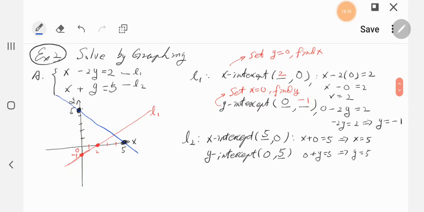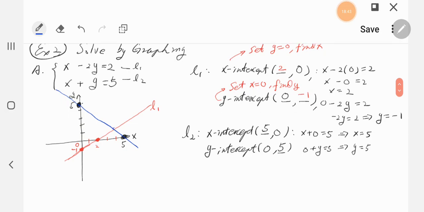Graphing is not accurate, actually. So where's the intersection? The intersection is right over here. But as you can see, it's not exact, is it? The graph is not exact. It looks like the x-coordinate is 4, and is the y-coordinate 2 or 1? It's really hard to place this point because it looks like it's between 1 and 2. But actually the answer is 1. So graphing is not accurate.